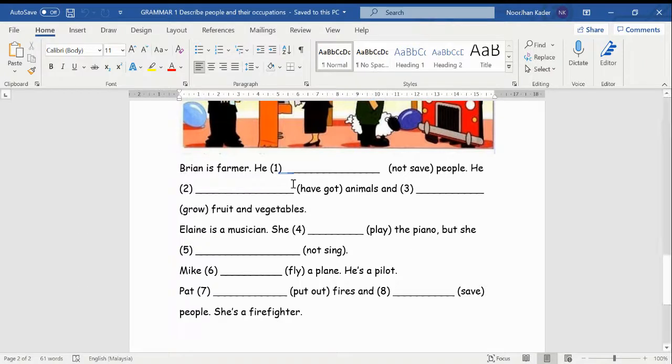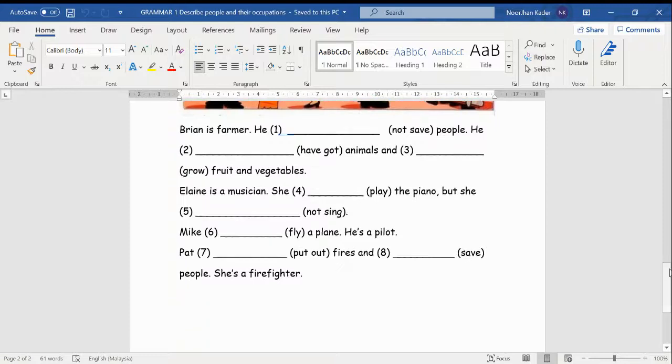So the first one, Brian is a farmer, is already given here. You see. Then the second one is Elaine is a musician. Third one, he's a pilot. Okay, Mike is a pilot. And number seven, Pat, she's a firefighter.